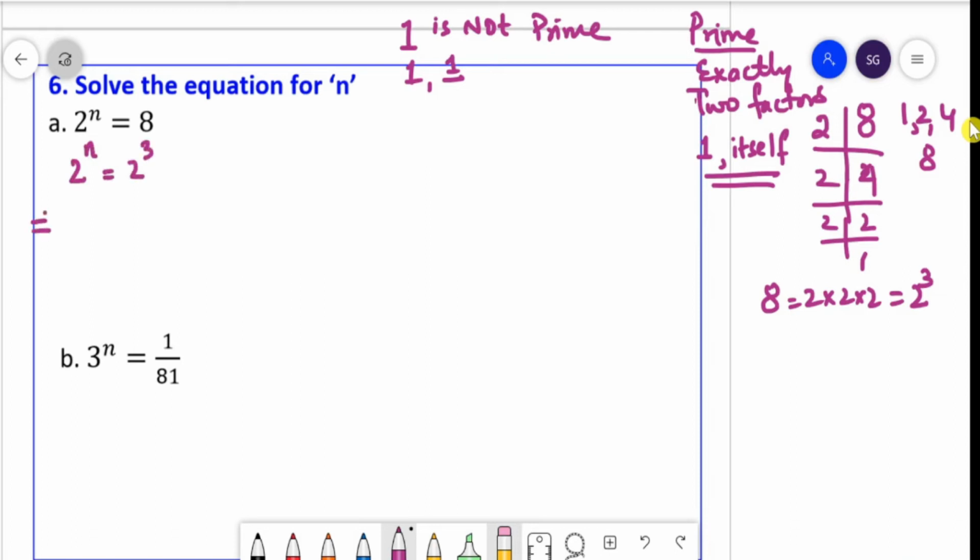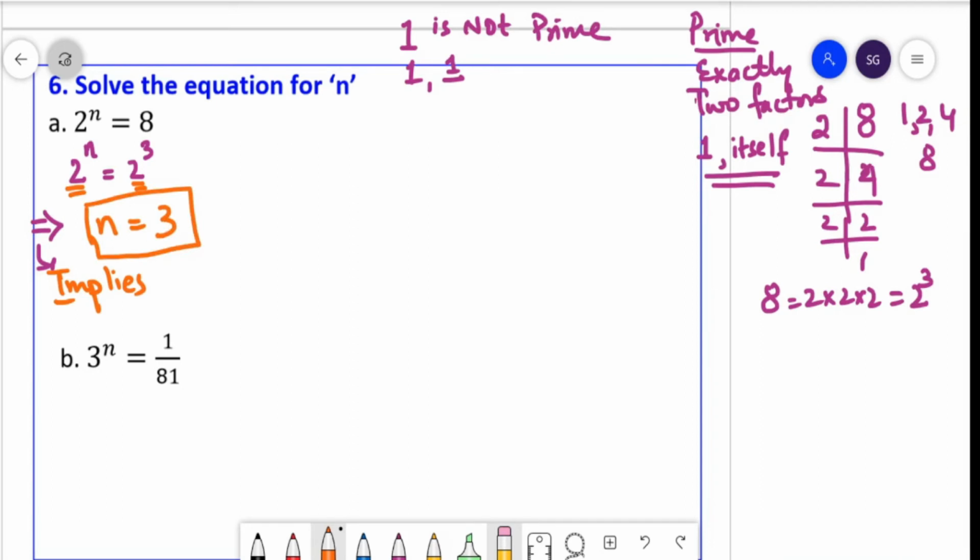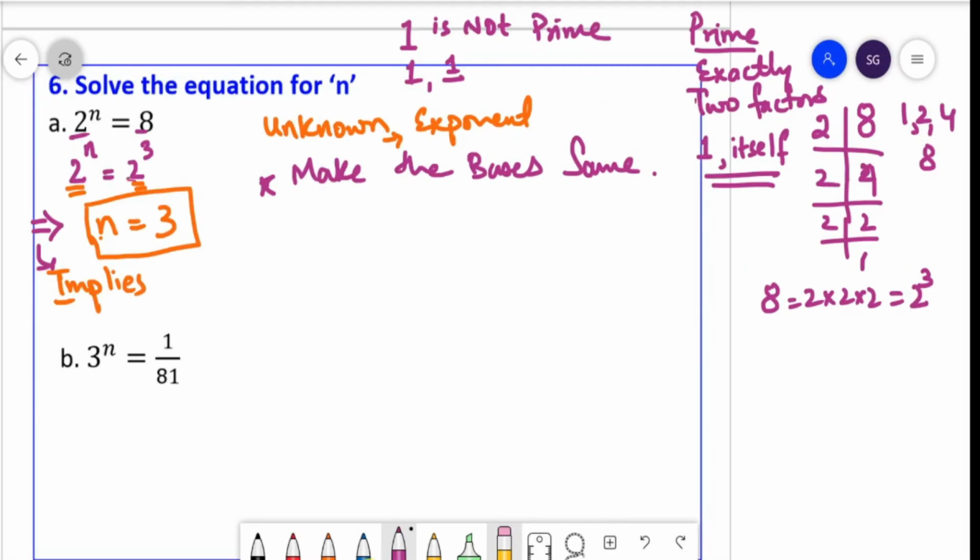And this symbol stands for implies, or this means you have the same base and you have the same answer. What does it mean? It means that you are raising the same powers. Hence, this implies that the powers are same. So the key thing here is, if your unknown is in the exponent, make the bases same. So I'm going to express the same here.